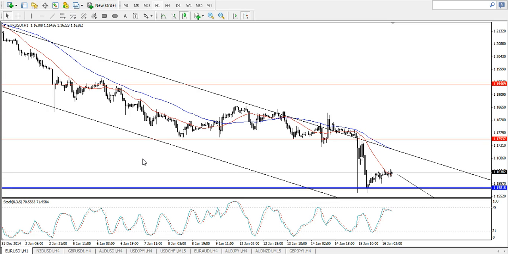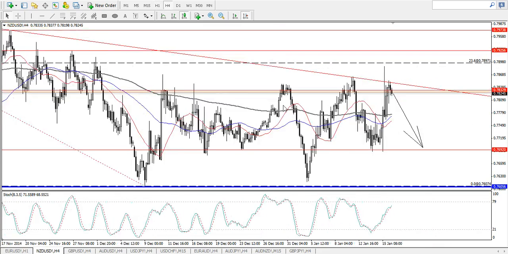Just a very quick one is that next week, during the ECB press conference, there is a very high possibility that the ECB may start implementing QE, quantitative easing, and that will cause currency to plunge even further. All right. Anyway, next is the New Zealand dollar against the US dollar.